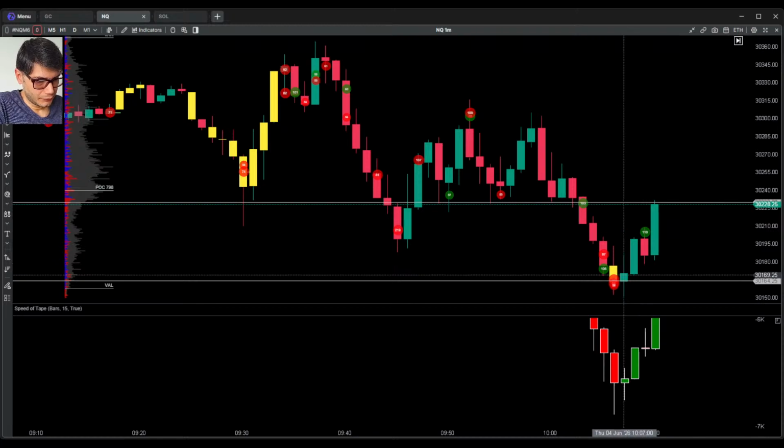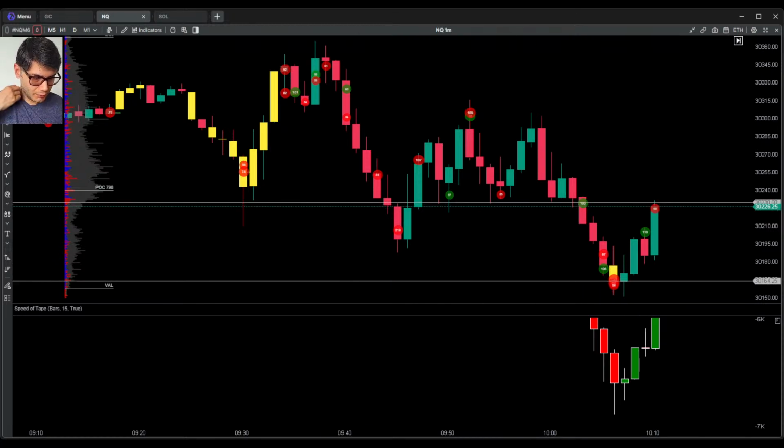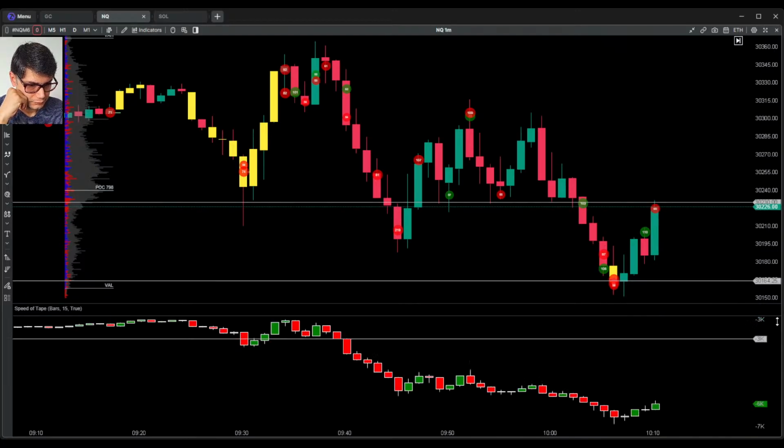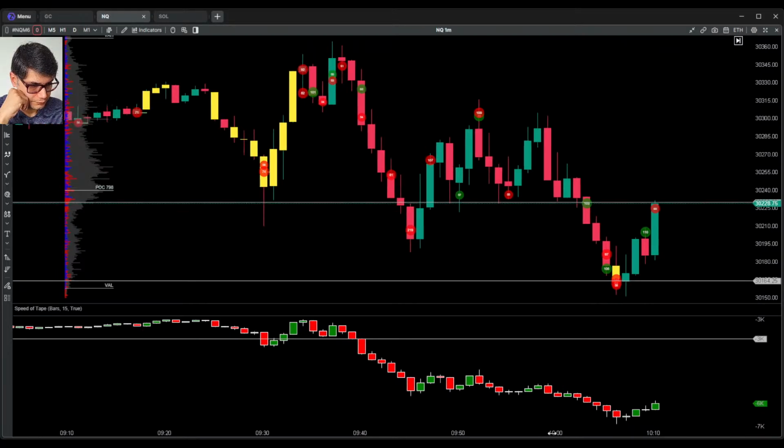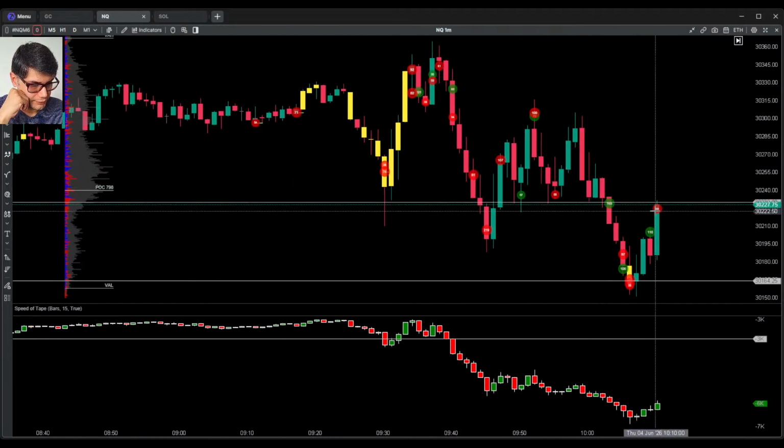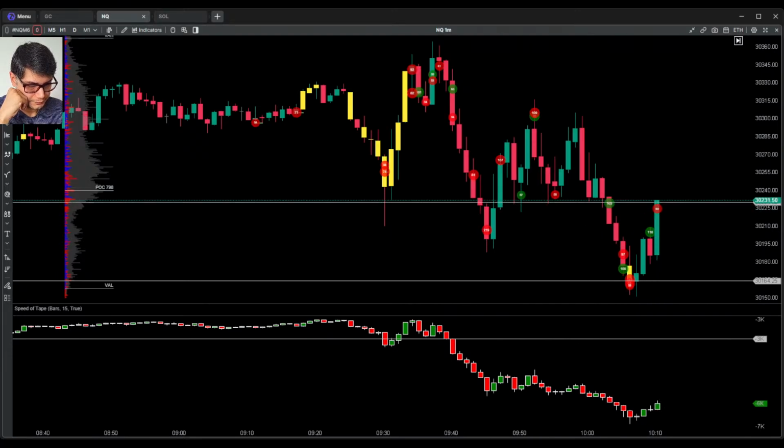Okay. Yes, we have aggressiveness. Let's get ready to go long on Nasdaq. We have sellers that are absorbed. I want to see how this candle closes.